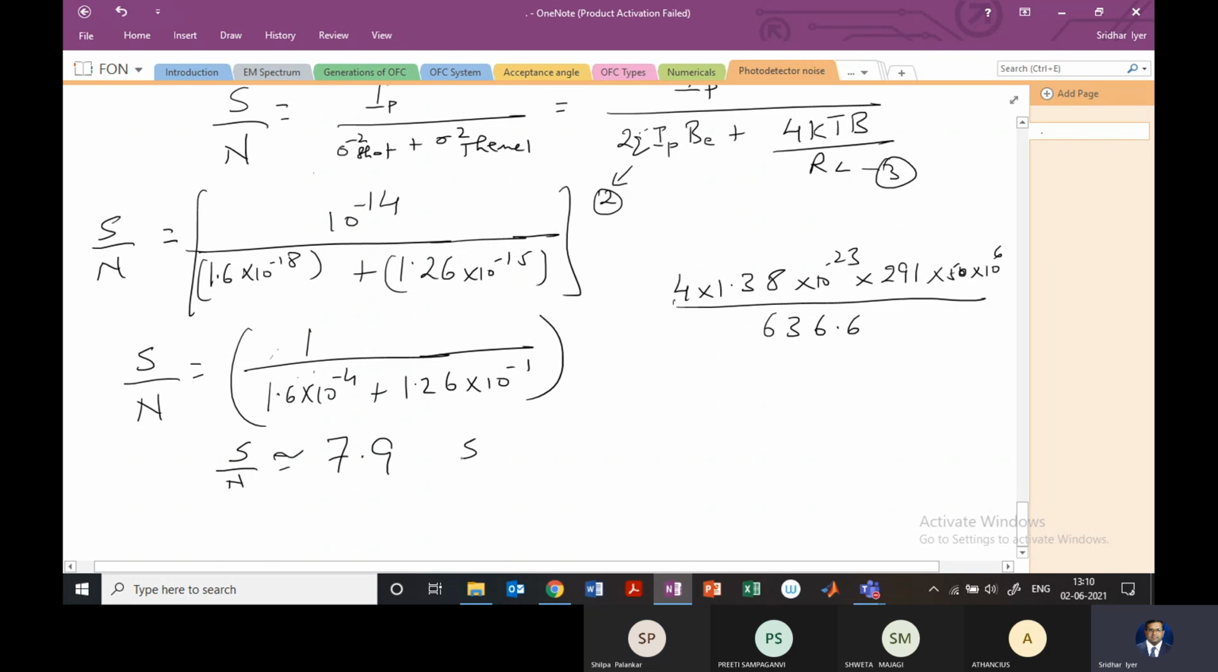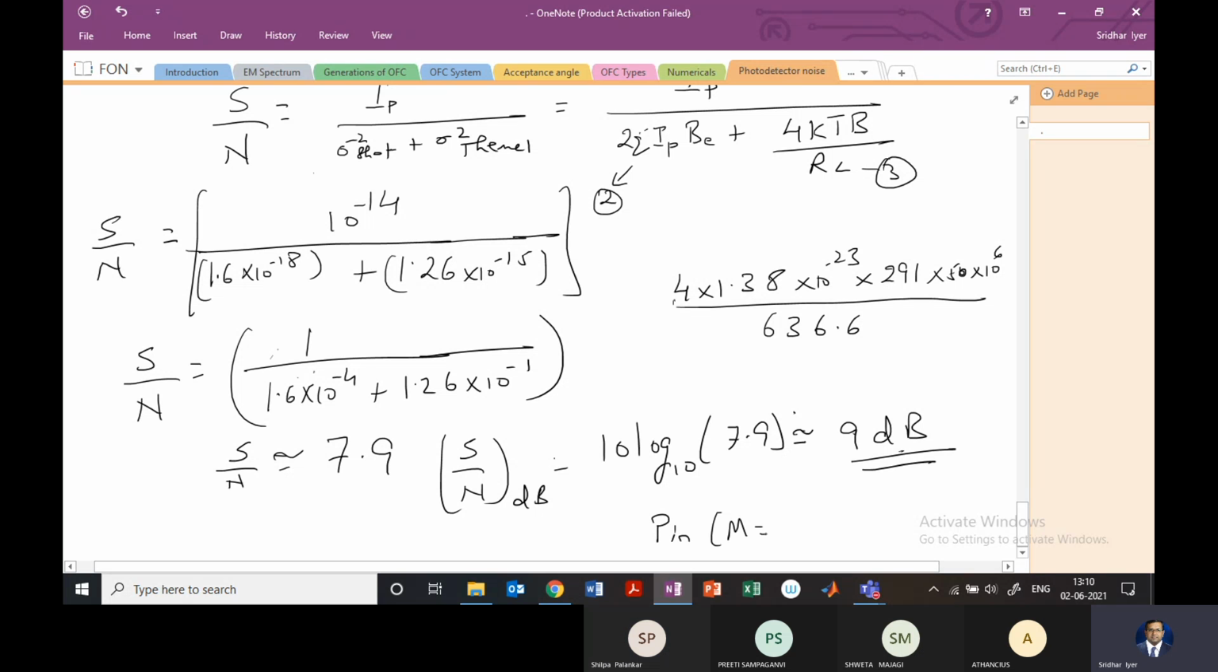And if I want to find signal to noise ratio in dB, I'll do 10 log to the base 10 of 7.9, because usually signal to noise ratio is in decibels. So we get about 9 decibels approximately. Yes, sir, 8.9. So that means when we are using a PIN diode with no multiplication, that is when M is 1, the signal to noise ratio that we get is about 9 dB.